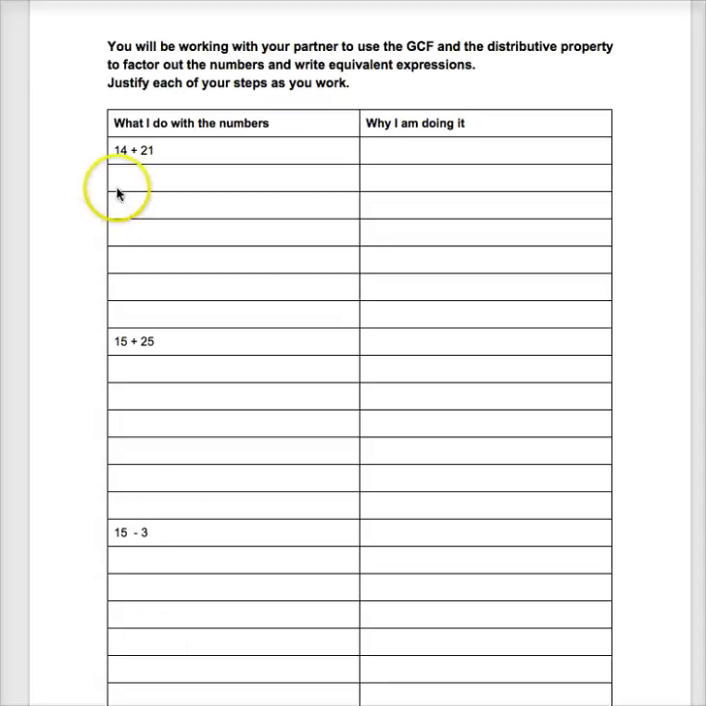We're looking at two numbers, and we want to pull out the greatest common factor so we can factor these numbers and use the distributive property. So in the left-hand column, I have what I do with the numbers. In the right-hand column, why I am doing it. So I'm going to attempt to type along, and hopefully this is going to work. So let's see. I have 14 plus 21.